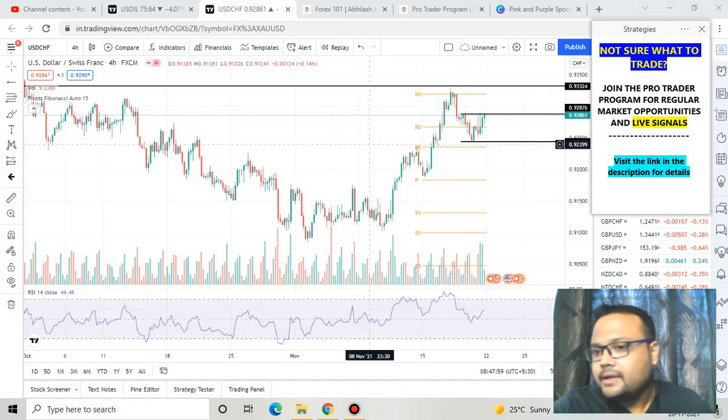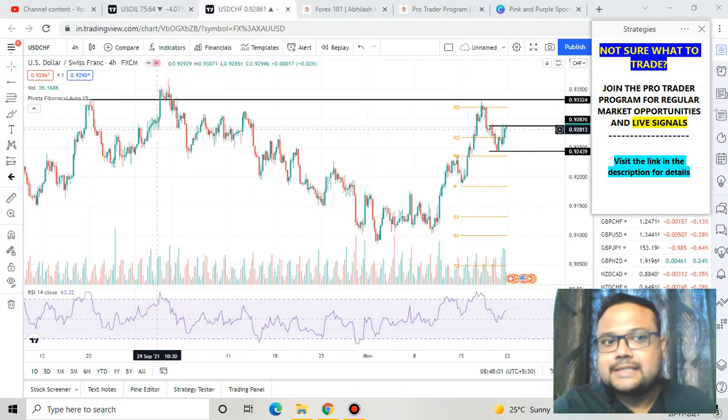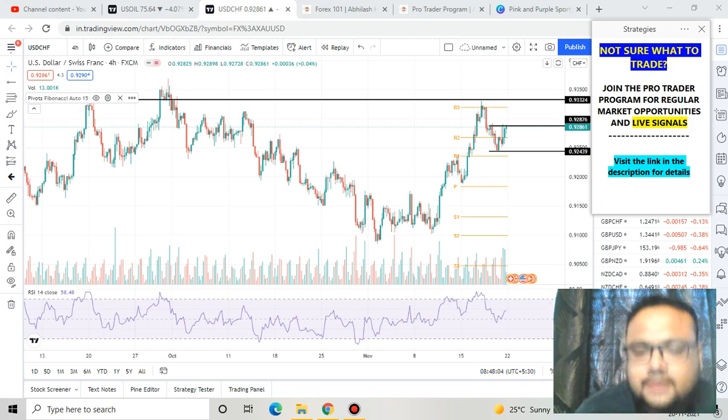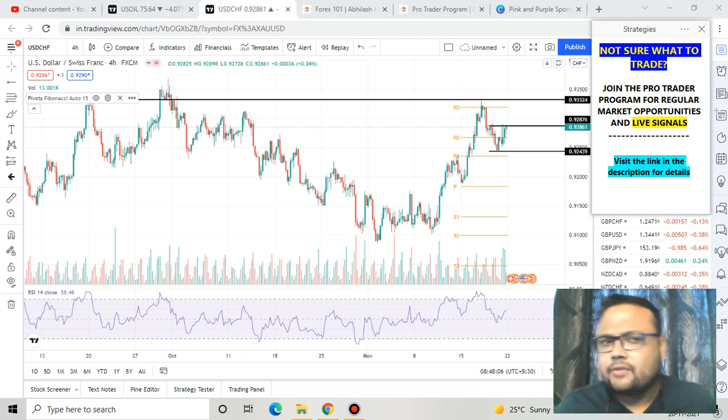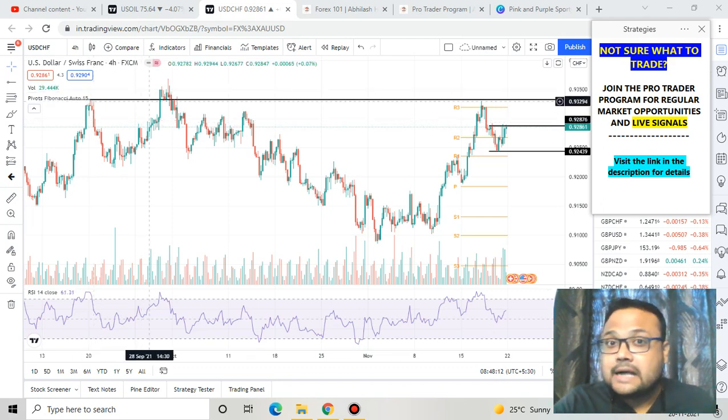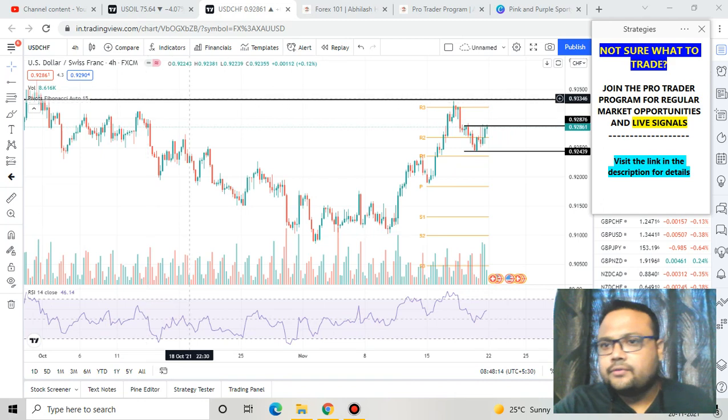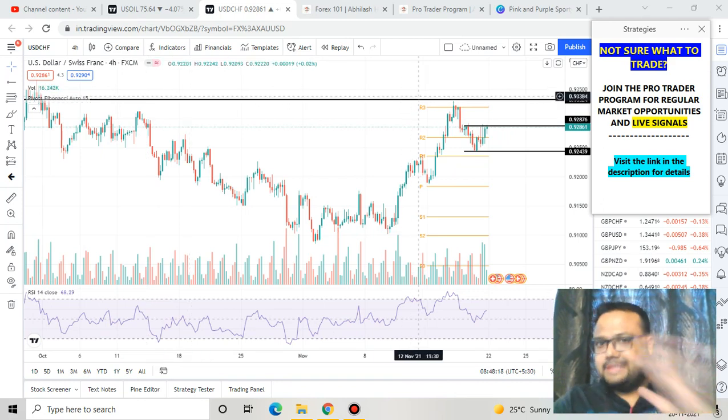But if I zoom out the chart, then we can see we have a resistance at this level for quite some time. The market has been trying to cross this level for quite some time and is unable to do so. So this level is a very strong resistance for the market, and it has become very clear to us.